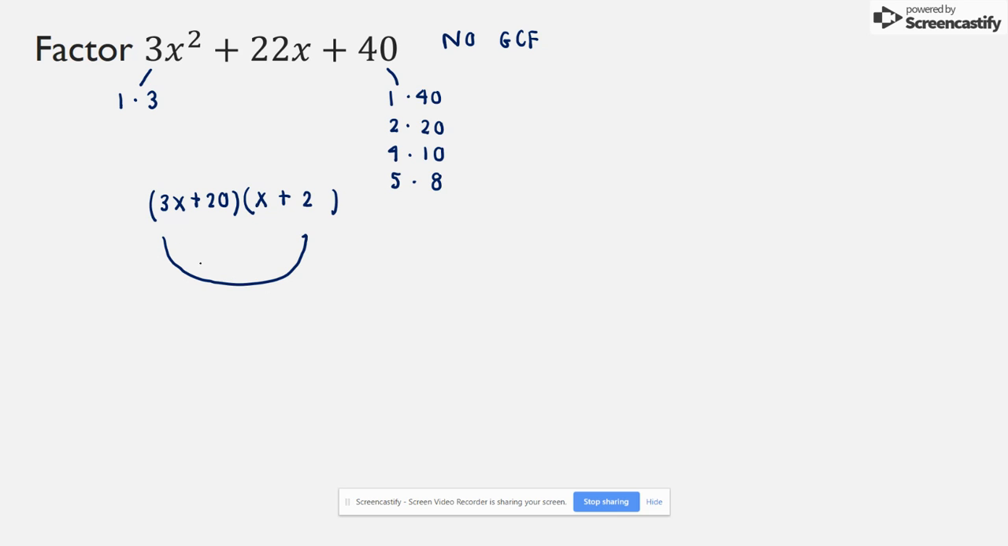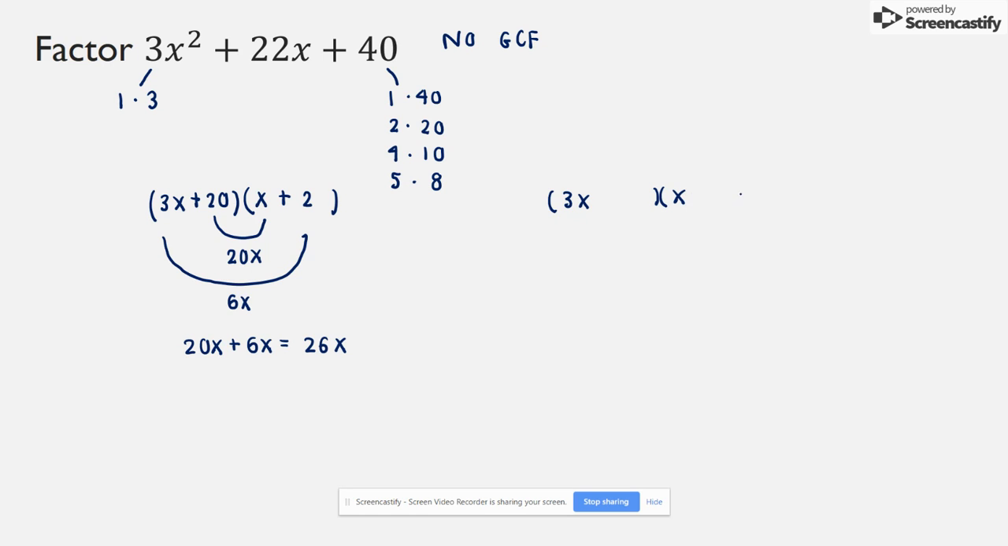That means I'm going to multiply the outer terms together. 3x times 2 is going to get me 6x. I'm going to then multiply the inner terms together. 20 times x is 20x. I'm going to add those together and see if I get that middle term. Unfortunately, I'm getting 26x. Because that's not my middle answer, we guessed incorrectly. So we have to try it again.